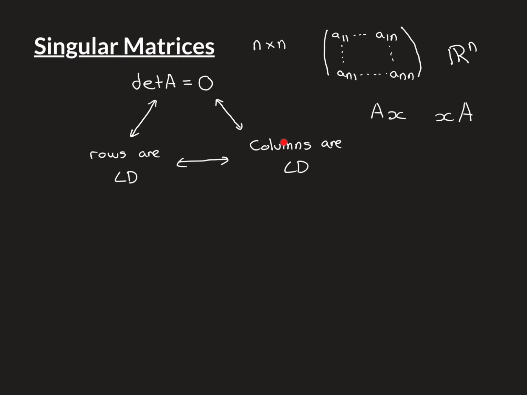Now, if the columns are linearly dependent, that's going to mean that this linear map here is going to be mapping Rn onto a smaller subspace of Rn.